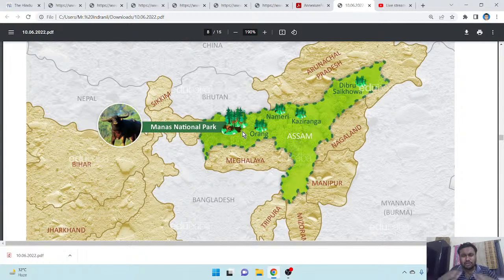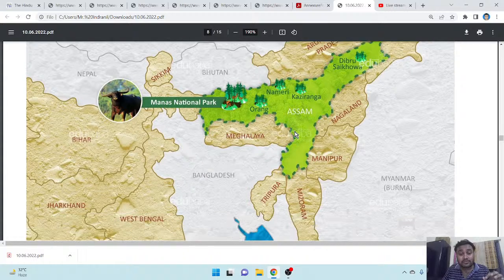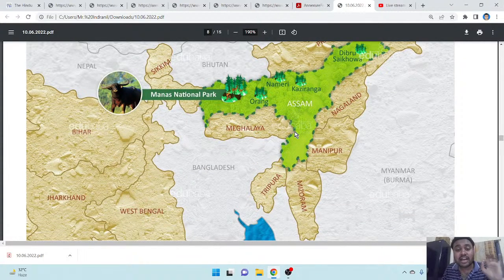Due to huge poaching and killing of rhinoceros, there is a huge shortage of rhinoceros in Manas National Park. Before 1990 there were approximately 100 rhinoceros living in Manas National Park, but currently there are only 40. So the government of Assam as well as the government of India reintroduced rhinos in Manas National Park.